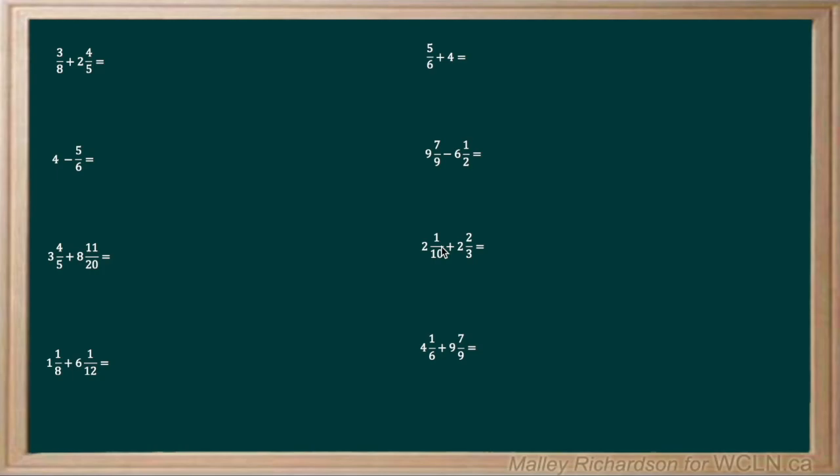In this problem set, we will be working with adding and subtracting fractions together. So let's take a look at our first question. We have 3 over 8 plus 2 4/5. So our first step is to turn any mixed fraction into its improper fraction.